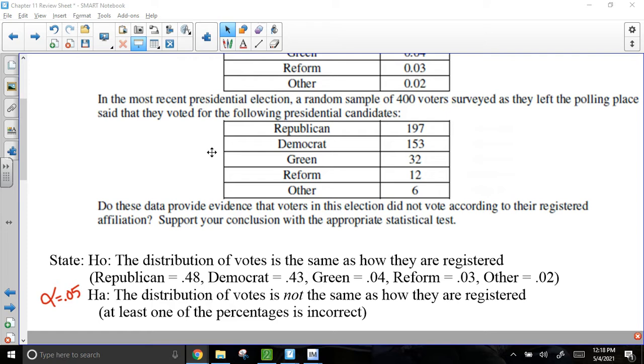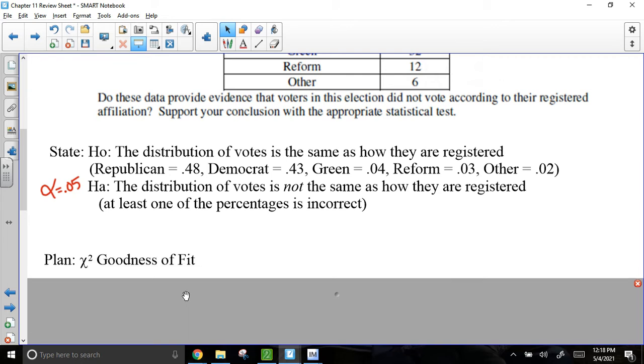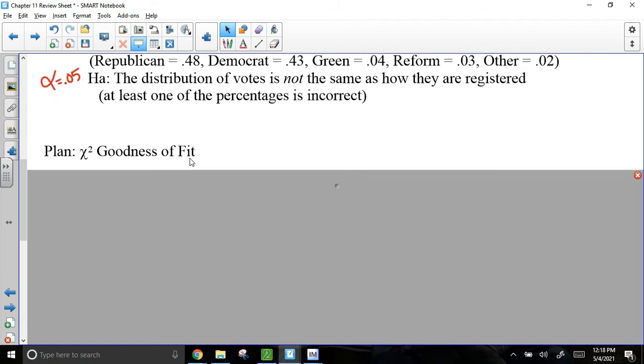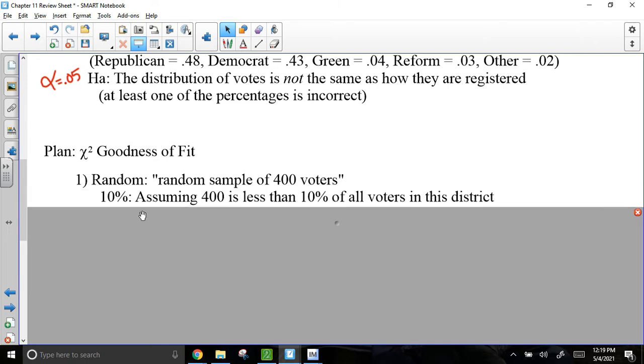All right, so let's go ahead and move down onto the plan step. Now, the plan step is where we say the name. Well, we already established this is a goodness of fit, so hopefully somewhere you said chi-squared goodness of fit. And we had to go through the random condition, 10% condition, and the large sample size condition. So random is I just copied above in the problem. It says random sample of 400 voters. And because I took a random selection, I went ahead and did the 10% condition as well, assuming 400 is less than 10% of all voters in this district.